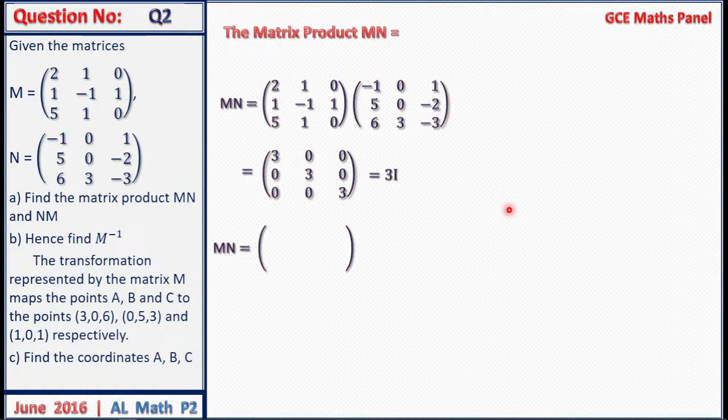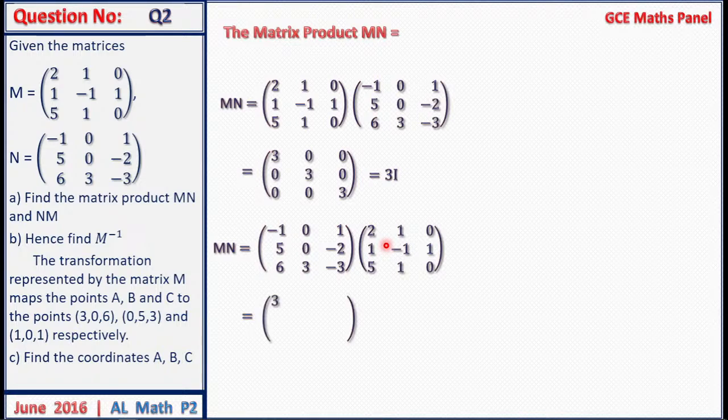Now let us look for NM. For NM, we'll be multiplying the matrix N by M. So here it is, NM. When we multiply these two, we obtain the same matrix, the same value, 300, 030, and 003. This one is also the same as 3 times the identity matrix. This is important because we are going to use it in the B part, as we are going to see. Now we are being asked to find the inverse of M.